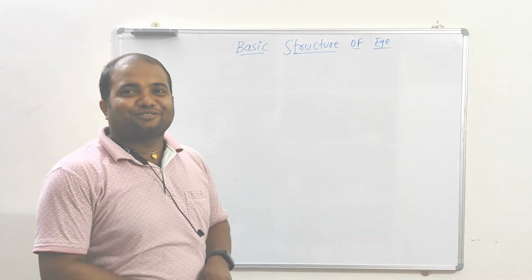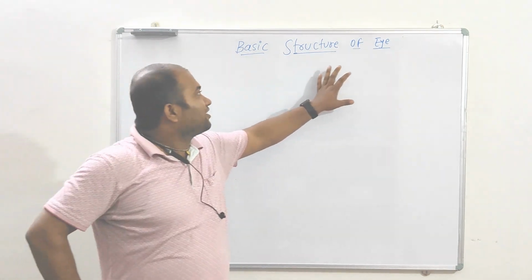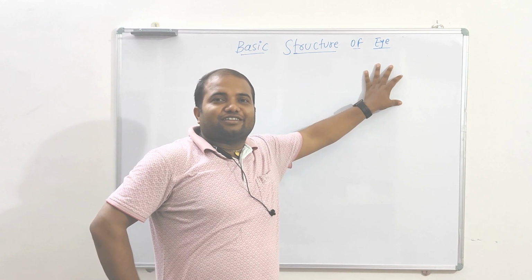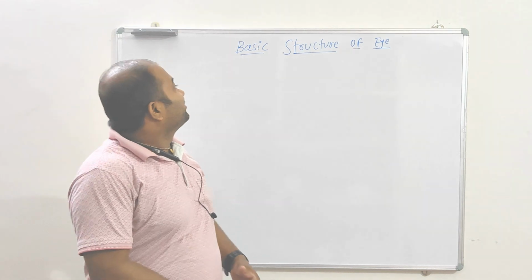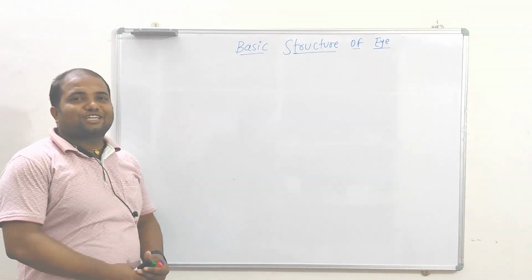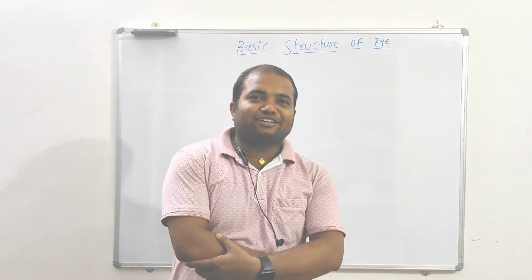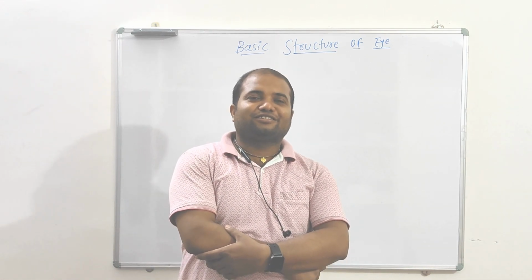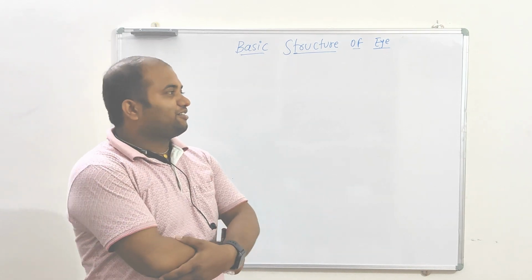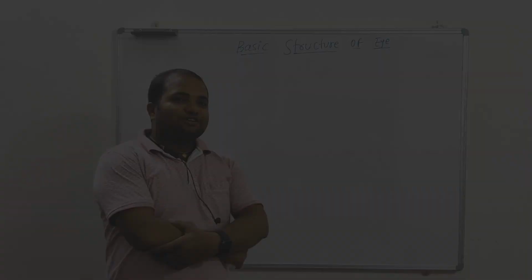Today we are going to learn about the basic structure of the eye, that is, the anatomy of the eye. The things to understand about the basic structure of the eye are: we'll see what the eye is, what the structures behind it are, and what tissues the eye is made of.